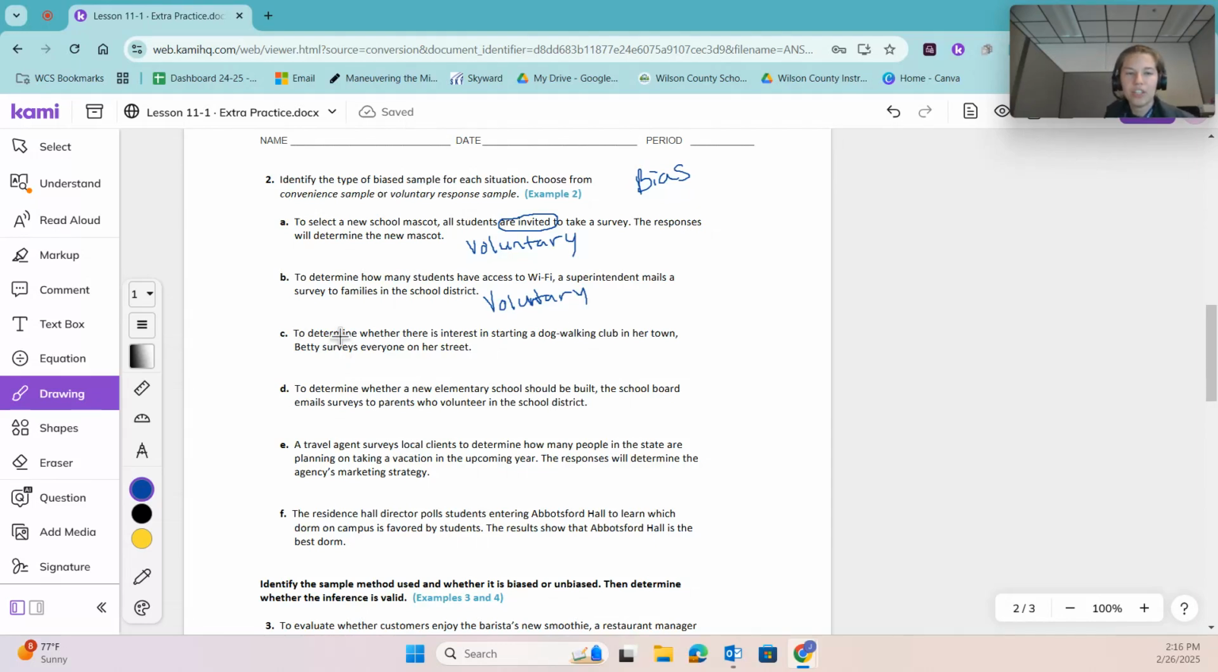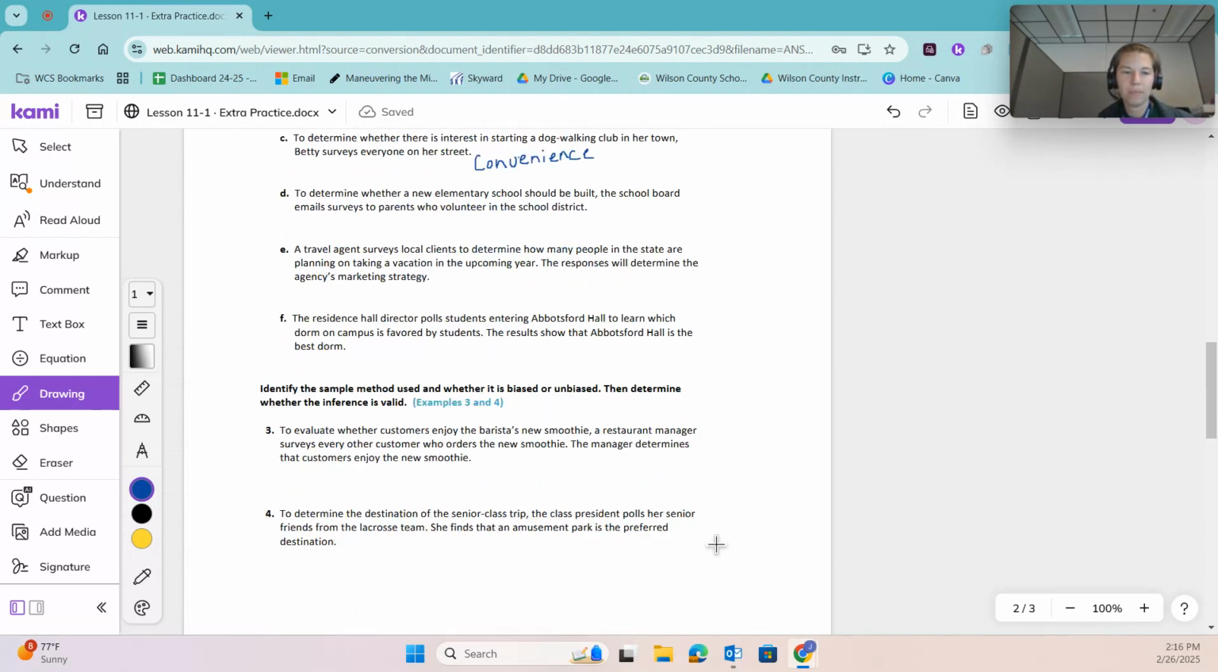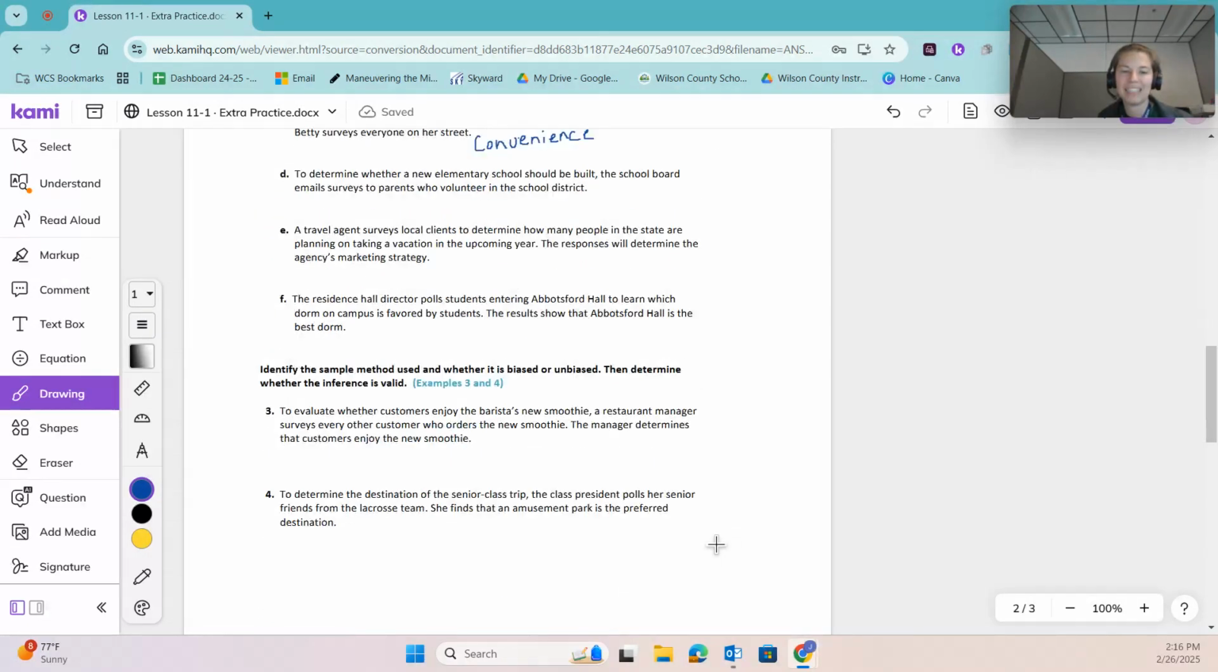And then, to determine whether there is interest in starting a dog walking club in her town, Betty surveys everyone on her street. This is going to be a convenience sample because she is only asking people who are closest to her, and that does not represent her entire town. She would need to go to all the different places within the town in order to tell. There are three more like that that you can try on your own. And again, those are all biased examples.